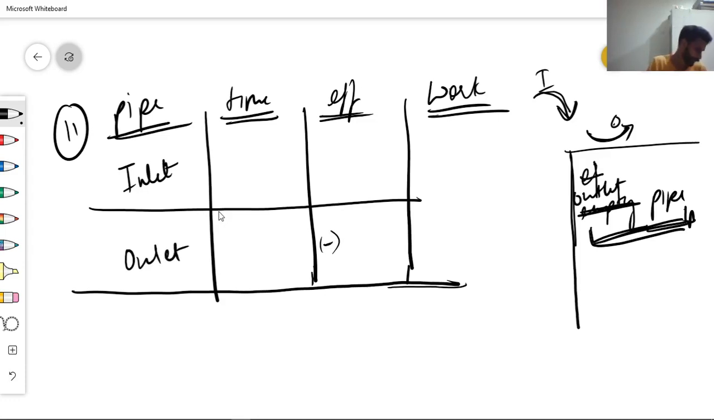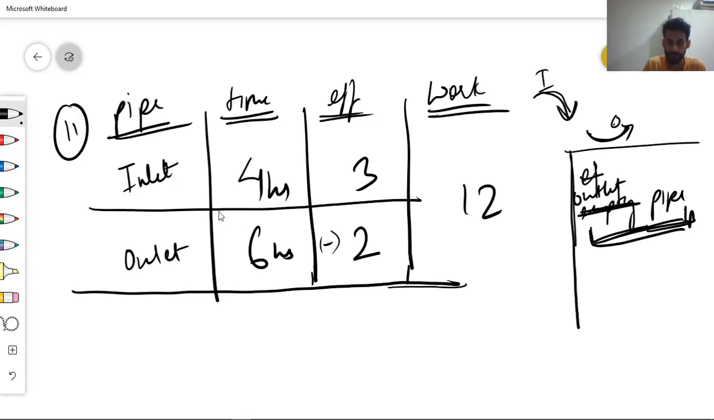Okay, the inlet pipe takes 4, and the outlet pipe takes 6 hours. Okay, the LCM will be 12 here. So this inlet part, the efficiency is 3, and the outlet part, the efficiency is 2, minus 2. But minus 2, why minus 2? Because the outlet part is doing something negative. When negative work is being done, the efficiency will be minus.